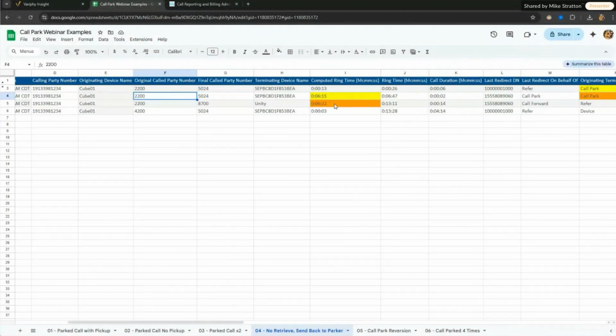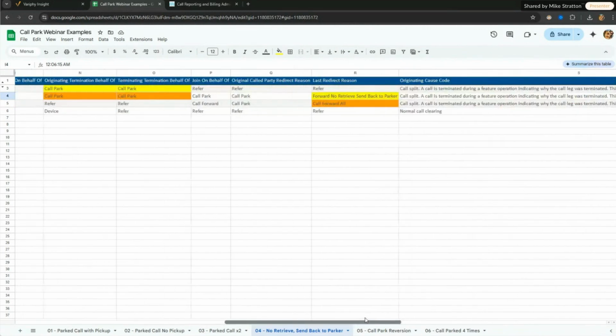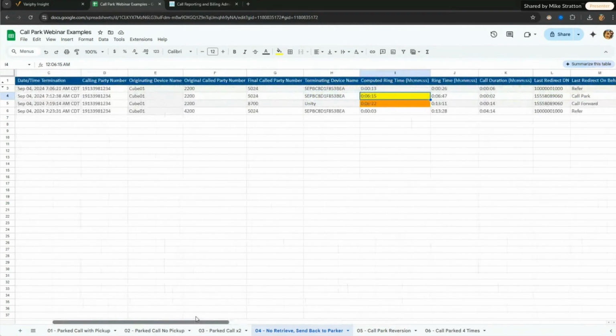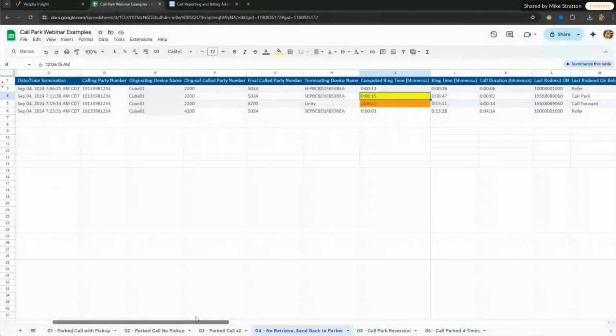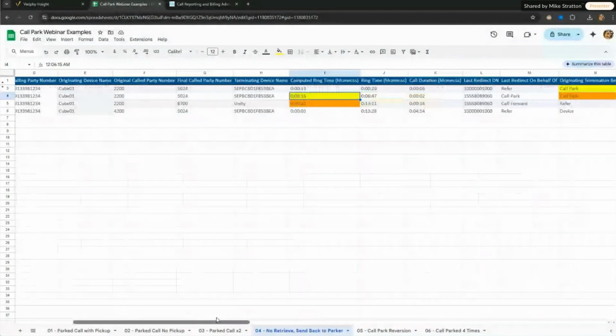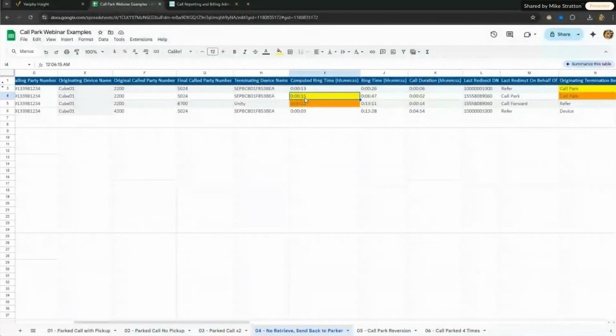And then, so the call was parked. And then in this record here, the call was sent back to the parker, or I'm sorry, the hunt group. And then it just happened to be answered by 5024 again. Now, we've kind of mentioned that we're missing that middle leg where the caller was parked. What we can see on some records when they're retrieved is how long they were parked for.